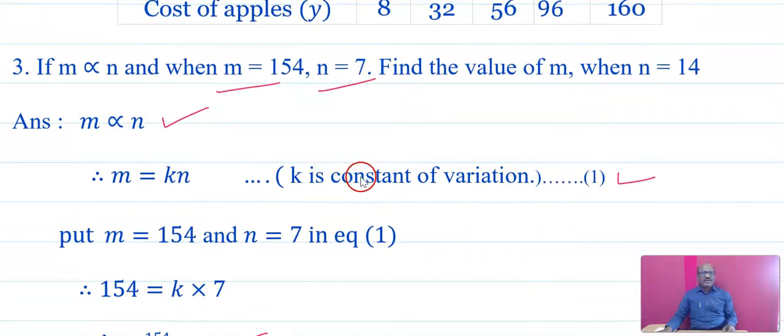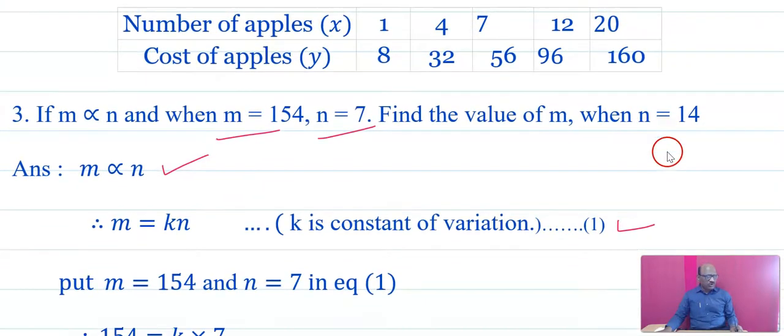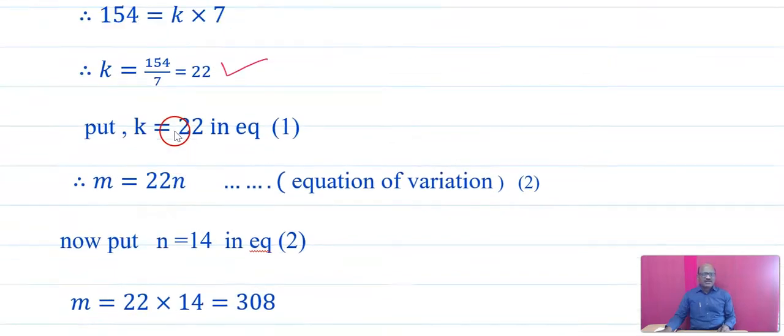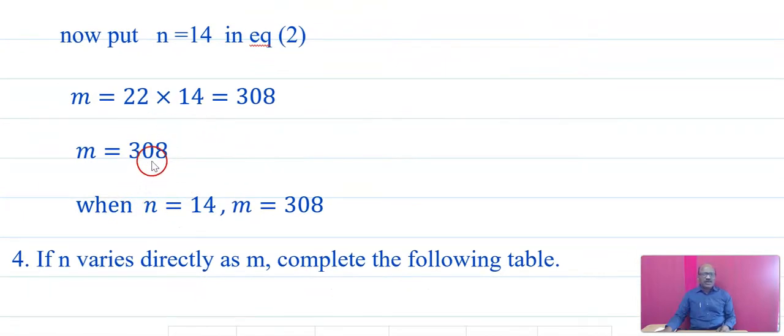Now, when n is equal to 14, put it here in this equation. Then find out the value of m. That is 22 into 14, which is equal to 308. And hence, when n is equal to 14, m is equal to 308.